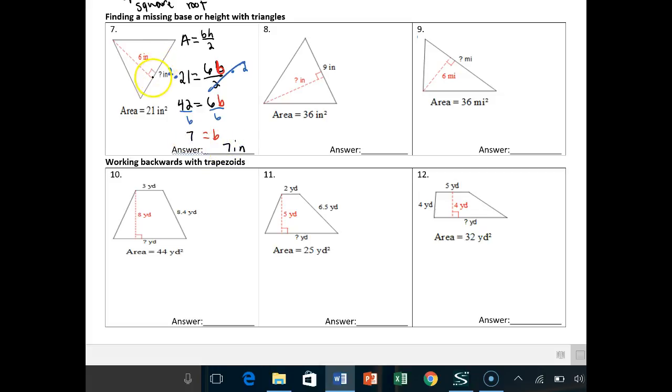Now go ahead and check that back out. Plug this 7 right here. So what is the area of a triangle? It's base times height, 6 times 7, which is 42, divided by 2. 42 divided by 2 is 21. Right? Let's do another one.